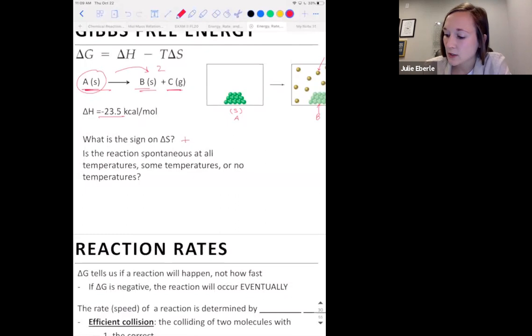All right, second question. Is the reaction spontaneous at all temperatures, some temperatures, or no temperatures? What do you guys think? How do we answer a question like this? Kathleen says all temps. Jenna says some. How do we answer a question like this? What do we need to consider? You actually don't have to do any math. Aaliyah says all. How do we know?